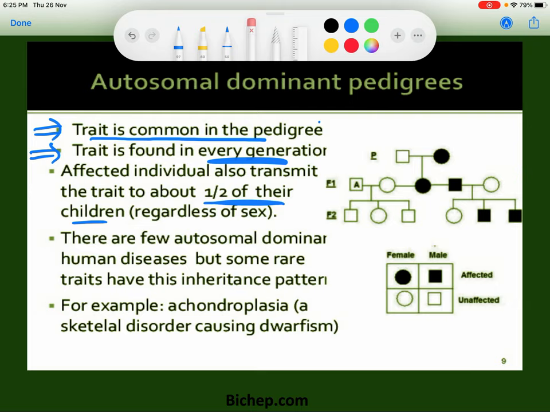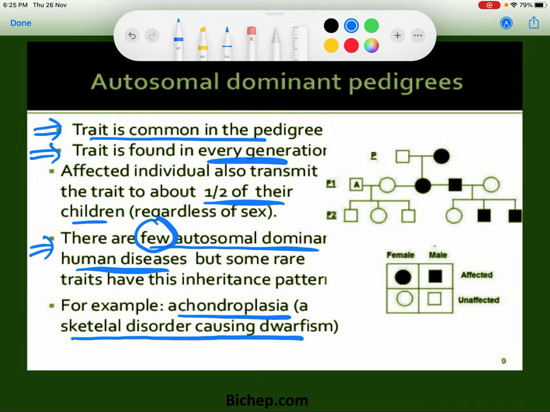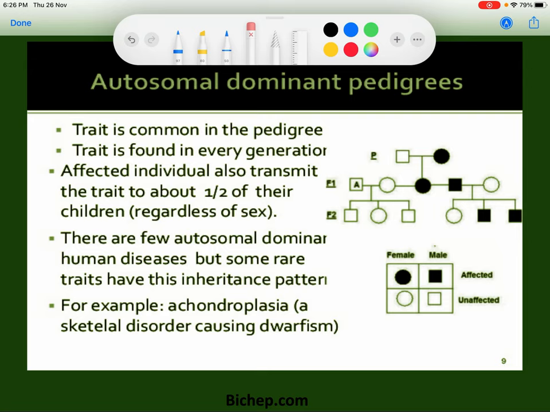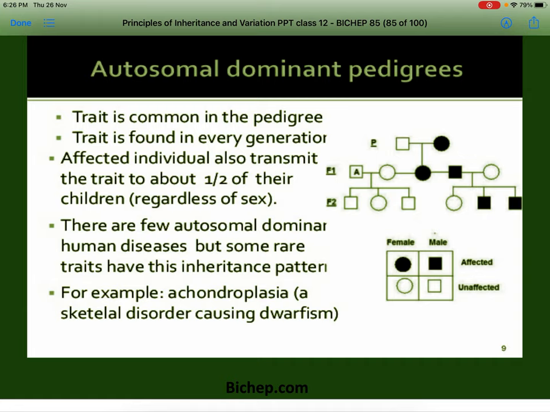Number three, the last: there are few autosomal dominant human diseases, only few, right? An example is a skeletal disorder which causes dwarfism. Achondroplasia is the name of the disease, right? And very few are there, very, very few. Okay, so this chart shows an example of an autosomal dominant pedigree.